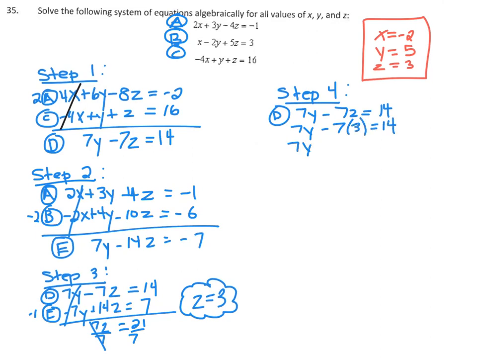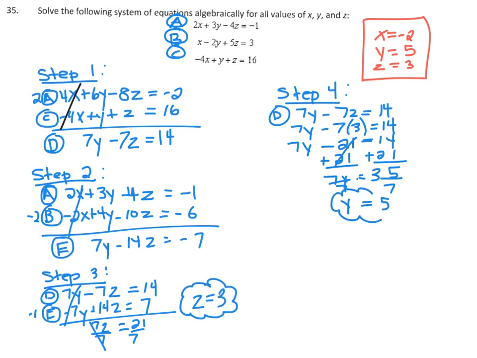All right, so 7y minus 7 times 3 is 21 equals 14. And if we add 21 to both sides of the equation, that gives us 7y equals 35. And divide by 7, we get y equals 5. And look at this.